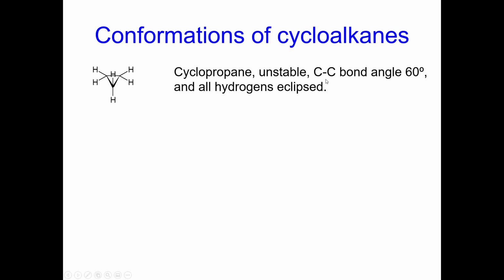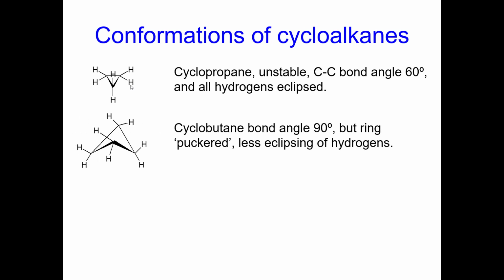Why is it unstable? Its carbon-carbon bonds are 60 degrees and all the hydrogens are eclipsed. Okay, they're all overlapping each other. They're all on top of each other. And that's the reason it's unstable, isn't it? They're all bumping into each other. All their electrons within their orbitals are side by side, they're repelling each other. Makes it massively unstable.